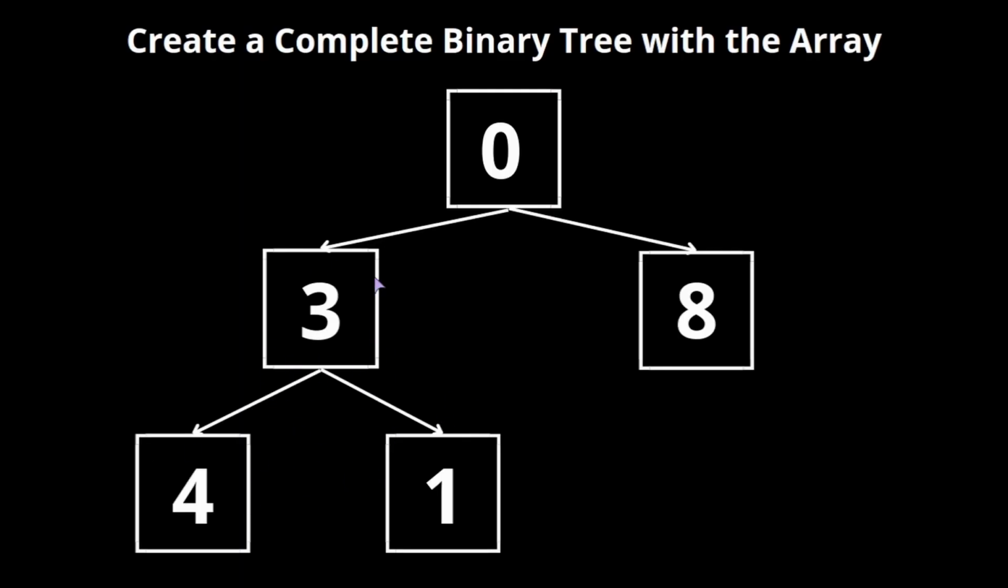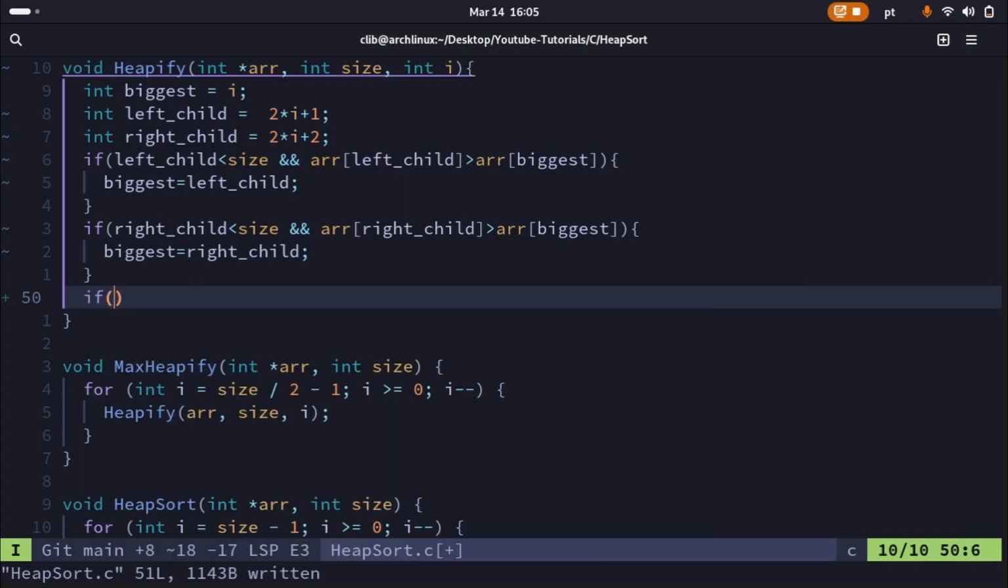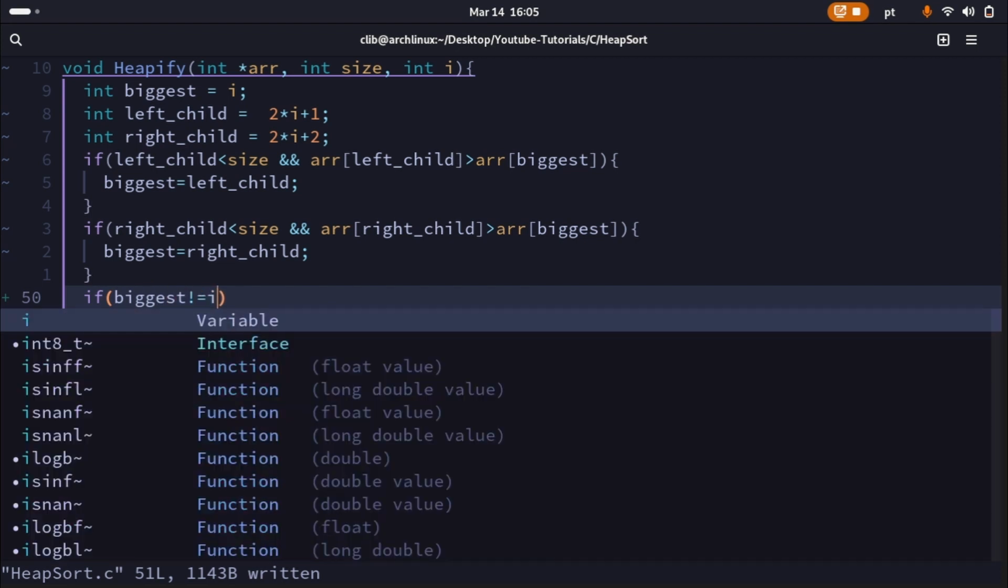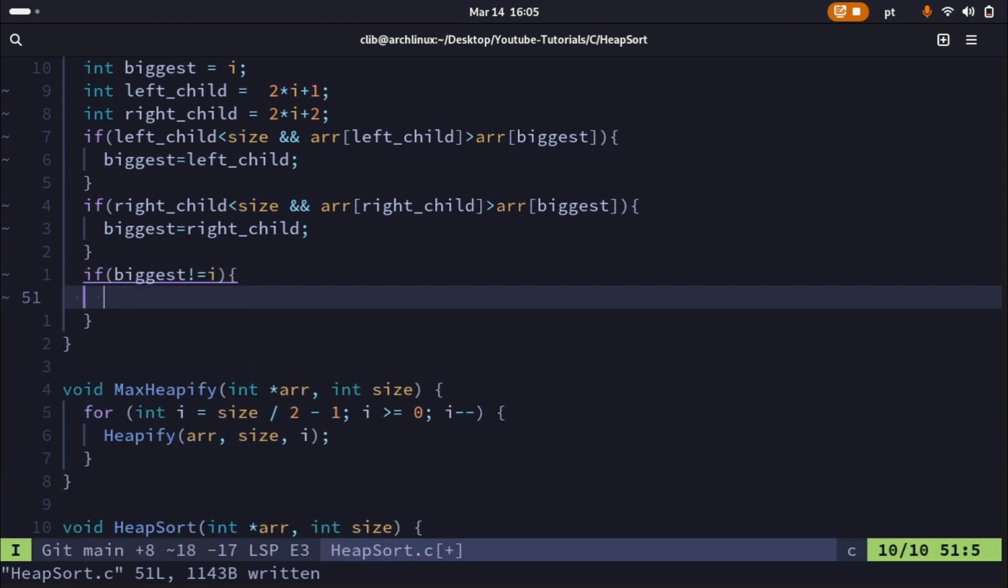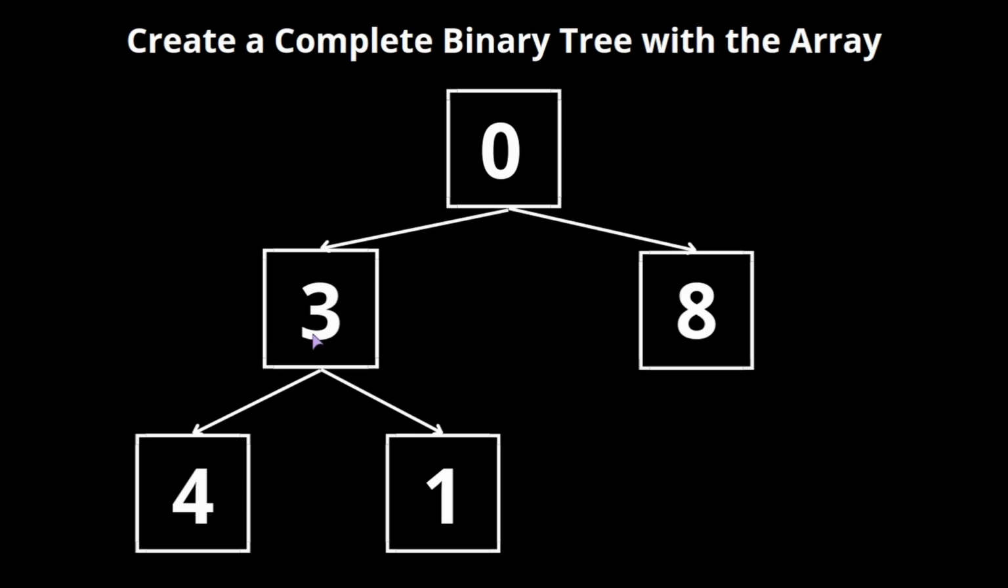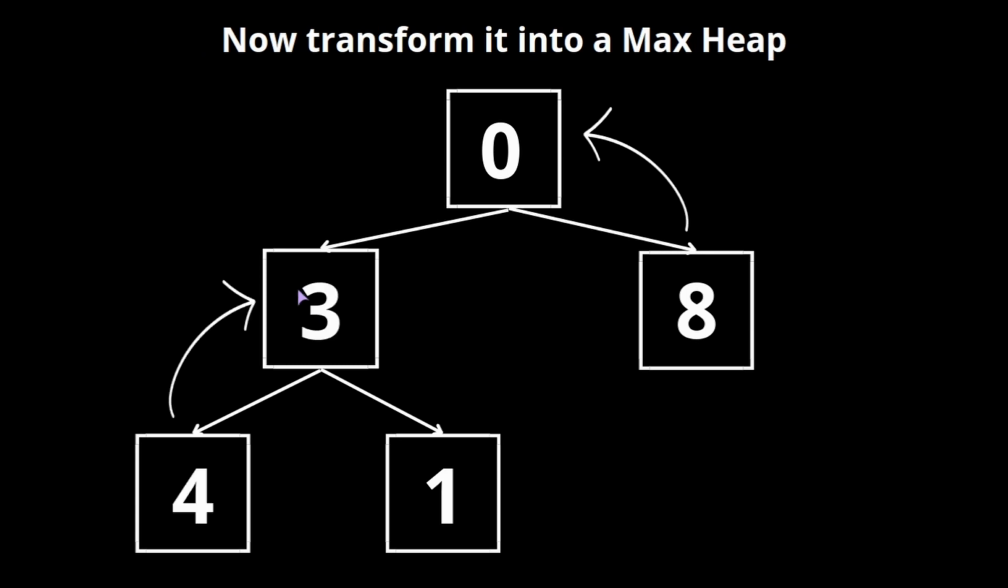And if we haven't found any children that are bigger than the root, we don't have to do anything. But if we do, this is the case where the biggest is no longer equal to the I we've passed to the function. So if the biggest is different from the index we've passed to the function, meaning the biggest is not the root, we have to perform a swap. We swap in the array the biggest element with the root. So now the biggest element shifts to the root. In this example, we're swapping the 4 with 3. And after that, 3 comes down here. This is where the biggest variable was pointing to.